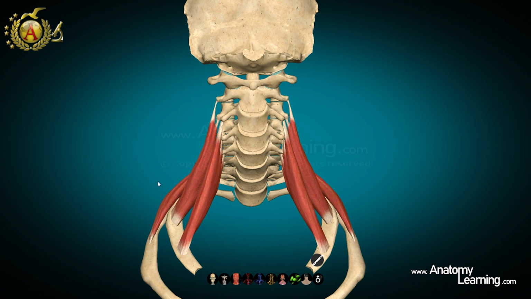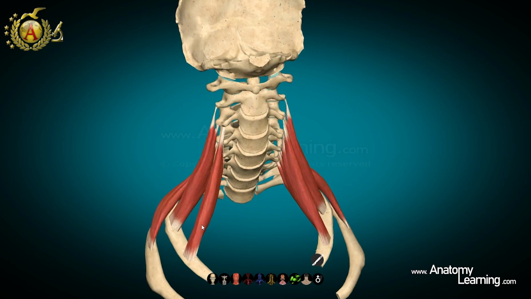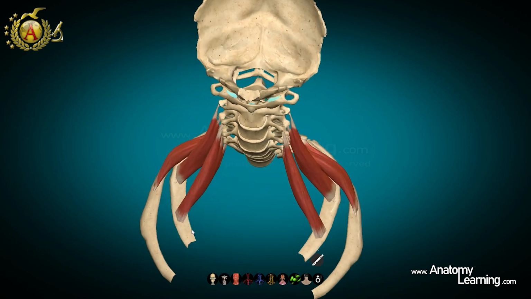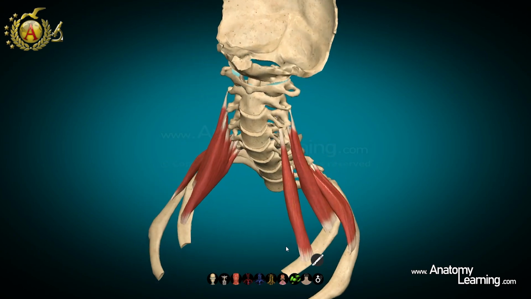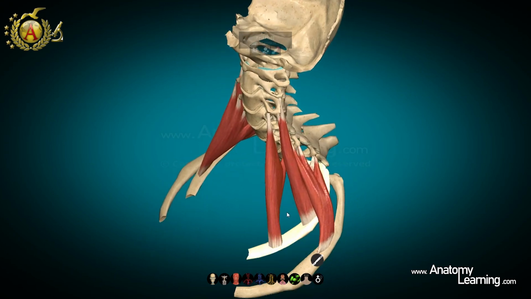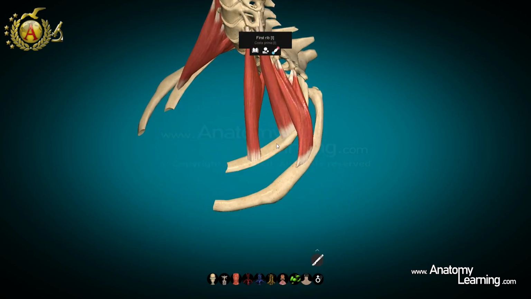A topographical detail should also be mentioned. That is, that the middle and anterior scalene with the first rib forms a triangular space through which the subclavian artery, the subclavian vein, and the brachial plexus pass.